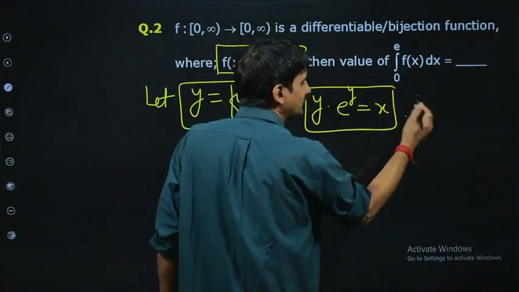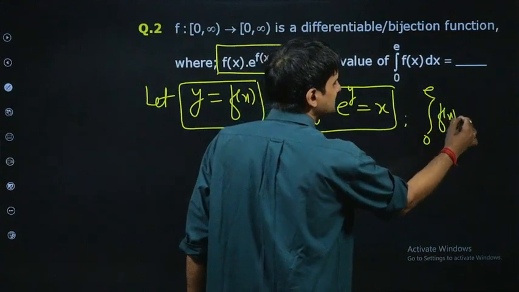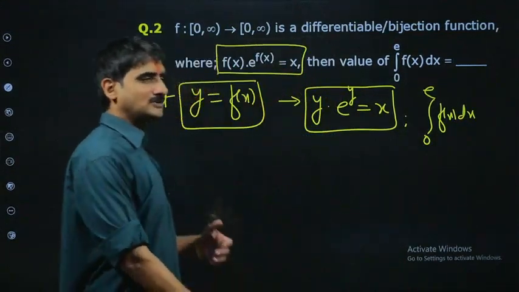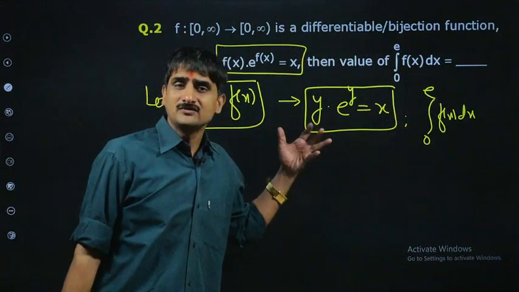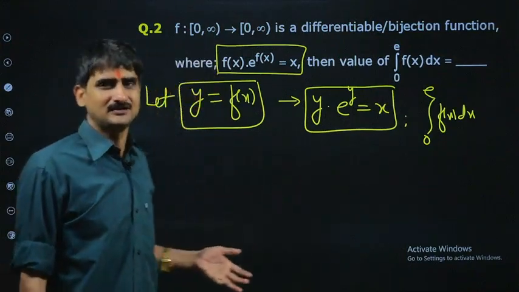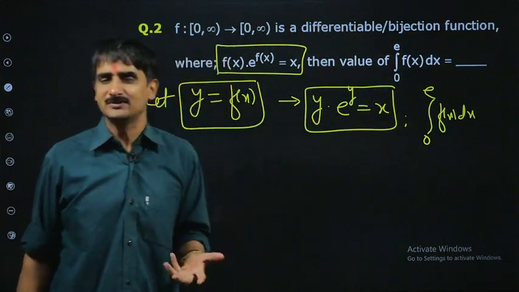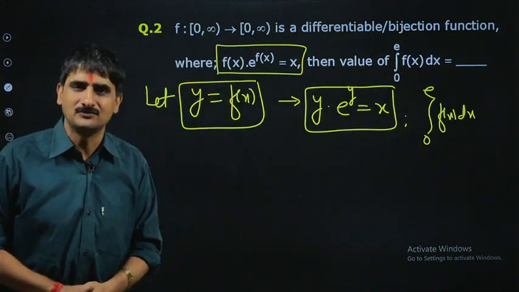And what do we have to evaluate? We have to evaluate the integral from 0 to e of f(x) dx. So is there any way? According to me, I don't think there's any way of getting f(x) here, or y in terms of x. I tried a bit, but I won't say I tried a lot, because then I realized I won't be able to get it.